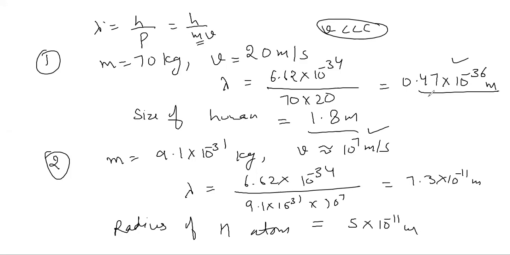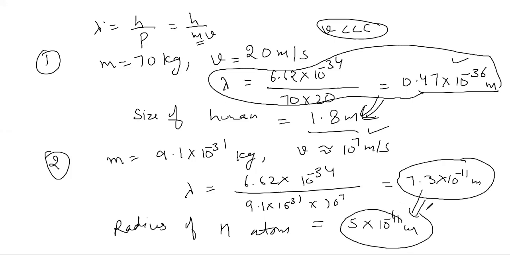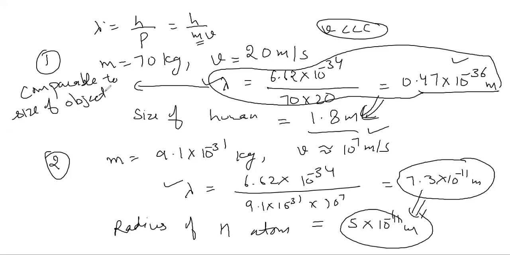It would depend ki yahan pe, for example, look at this case. The wavelength associated with this object, how does this compare with the size of the object? If you look in the case of the electron, your order is similar. It's 10⁻¹¹, and here also it's 10⁻¹¹. So if the wavelength that is associated with the moving object is comparable to the size of the object, or the size of whatever it is interacting with, that would decide if it is going to behave as a wave or as a particle.